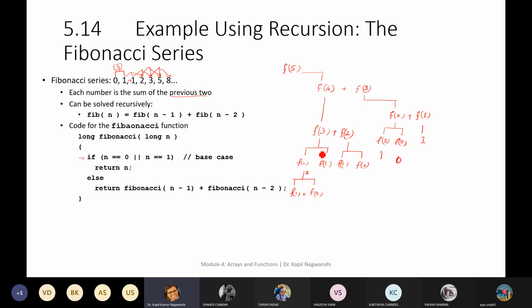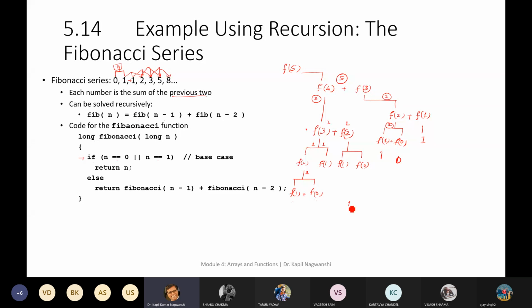Now this F2 will return 1 and 1, and 1 plus 1 will return 2 here. And this will return 1. 2 plus 1 will return 3 here. Similarly here it will return what value? 1. And this will return 1. 1 plus 1 will return 2. Now 3 plus 2 will return 5. So the final answer is 5.